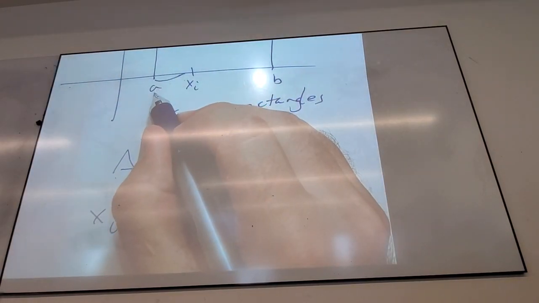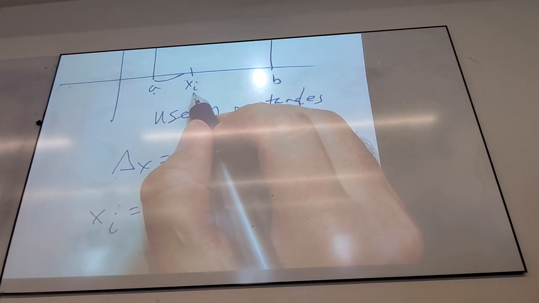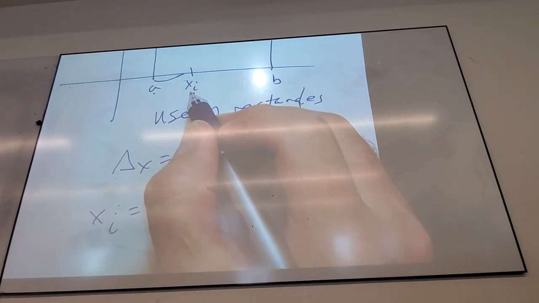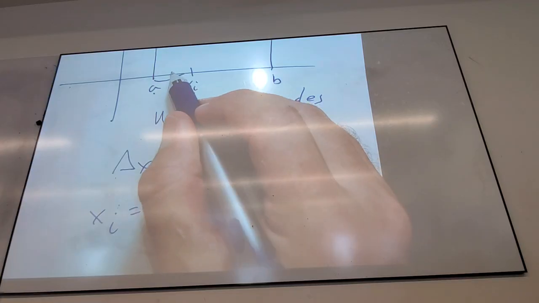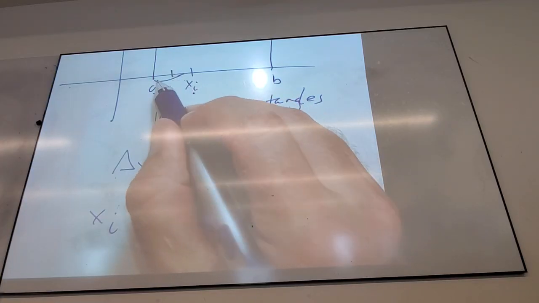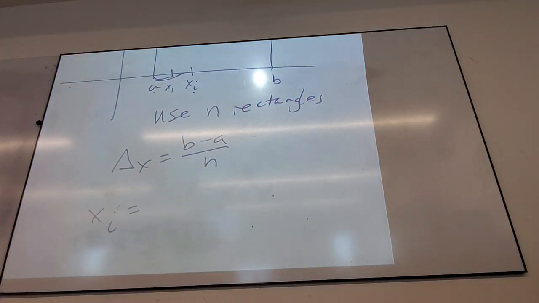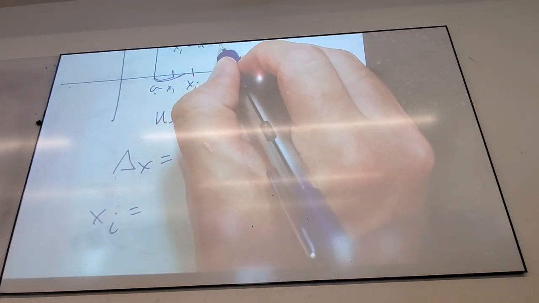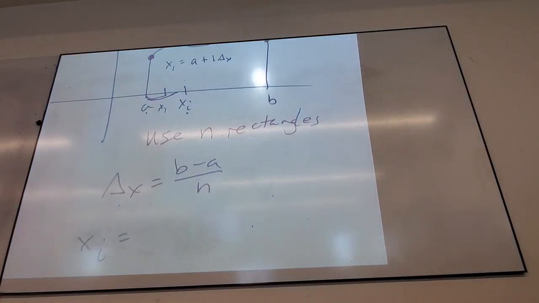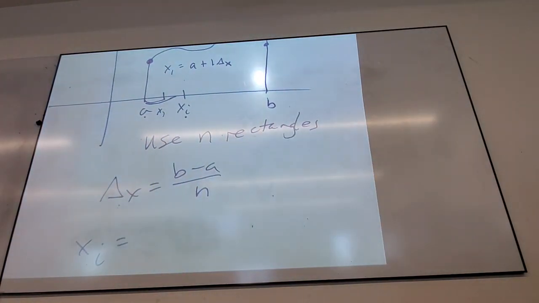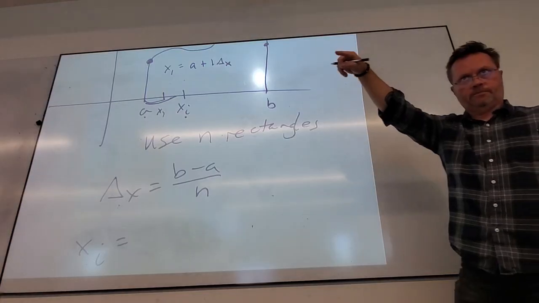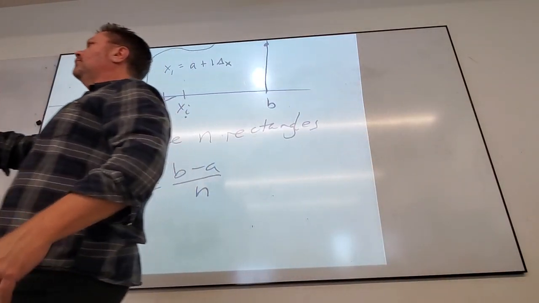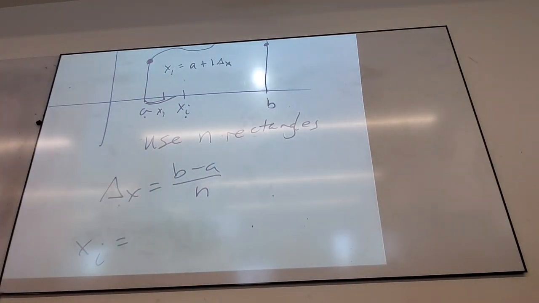If I start at A, how do I get to the ith thing? How many steps do I have to take? Let's say I'm using right endpoints. x1 would be one step away, yes? So x1 would be start at A and take one step, because delta x is how big each step is. So how would I get to x2? I'd start at A and I'd take 2 steps.